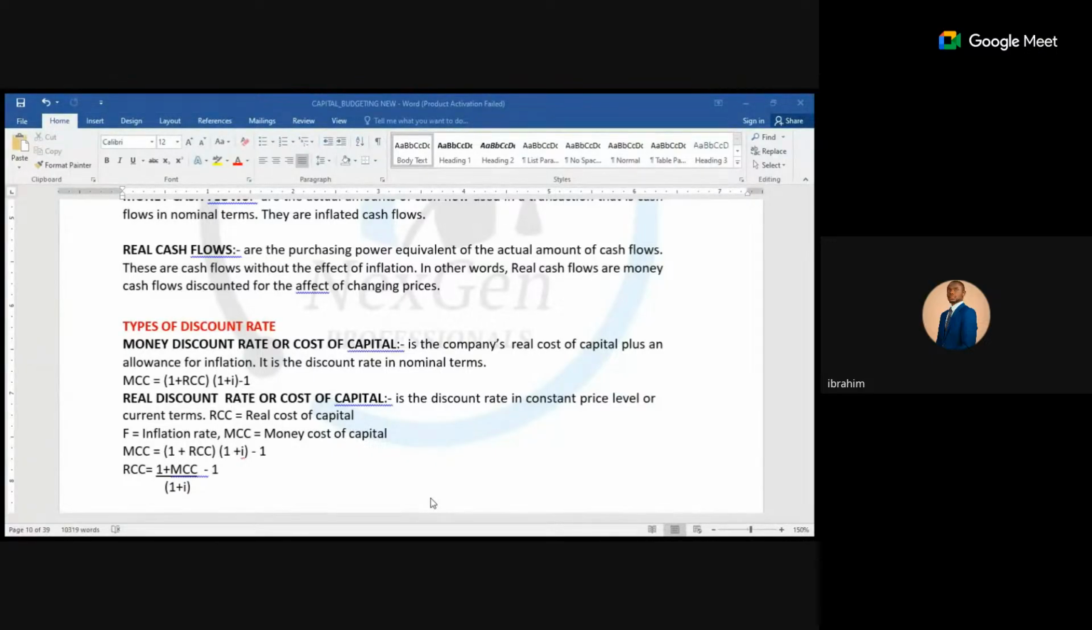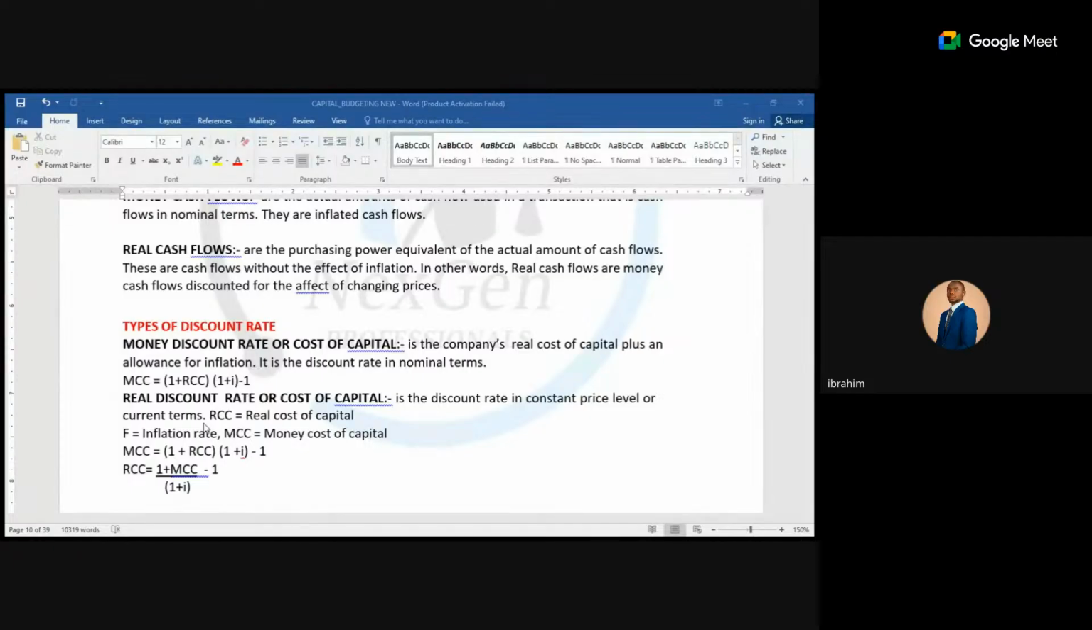Now, instead of giving you money cost of capital, they will give you real cost of capital. They will tell you, okay, there is a real cost of capital of 10%, meaning that you need to convert that real cost of capital to money cost of capital, right? Now, in determination of your money cost of capital, it is calculated as MCC equals (1 plus RCC), close bracket, times (1 plus I), which is the general inflation rate given to you in the question, minus 1. That gives you the money cost of capital.